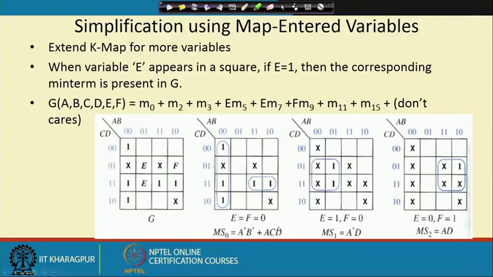Now we consider the case where e and f both are equal to 0. If e and f both are equal to 0, we get a map and we do the grouping like this. So we get a bar b bar plus a c d. Now if e equal to 1 and f equal to 0, we get a map. Here we are not considering these ones. We take them as don't care, because they are already covered by the previous situation. This m0 term does not depend on the value of e and f, so it has already been covered. So as soon as some ones are covered, we can take them as don't cares in the successive formulation.